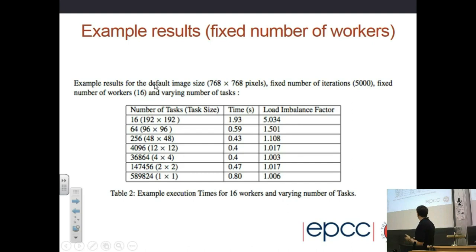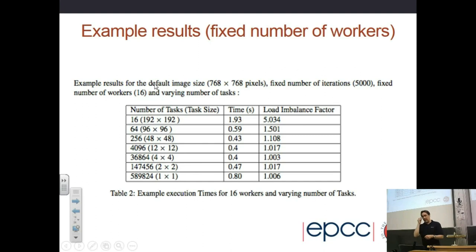I'm running here on 16 workers, which actually involves running on 17 processes. The way the program was set up, you have the overhead of one controller process. But if you have 16 workers and 16 tasks, that means the tasks are quite large. Each worker gets a 192 by 192 block to do. This is the worst load balance you can imagine. They're all getting one task. The time is almost 2 seconds, but the load imbalance factor is 5.